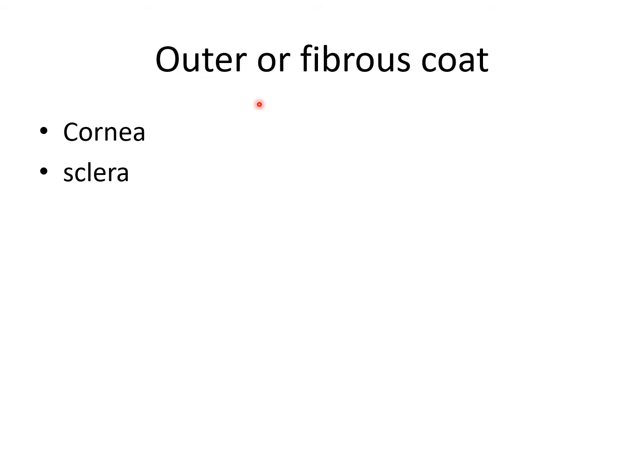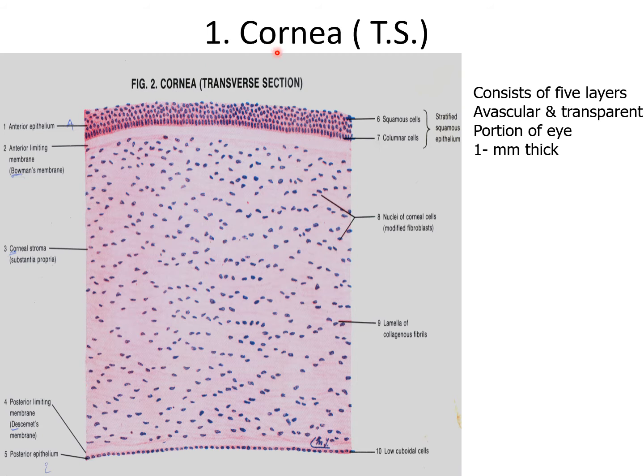So I will take the layers one by one, starting with the outer fibrous coat, cornea and sclera. First you can identify the slide of the cornea, then the slide of the sclera. This is how I will cover the histology of the eyeball layer by layer. First, the cornea. Here you see a transverse section of the cornea, showing its histologic appearance.